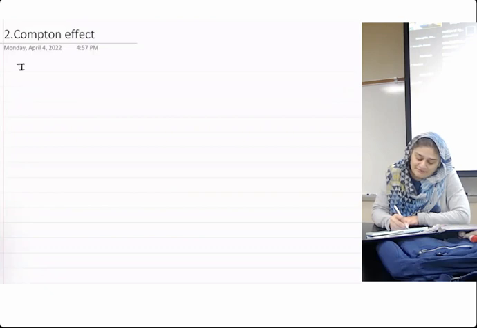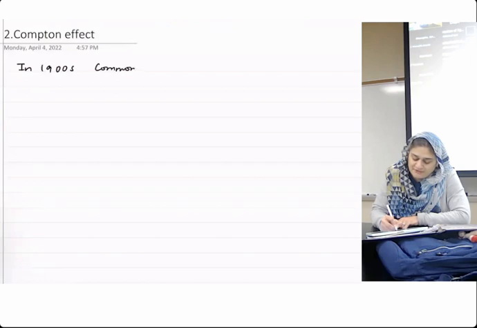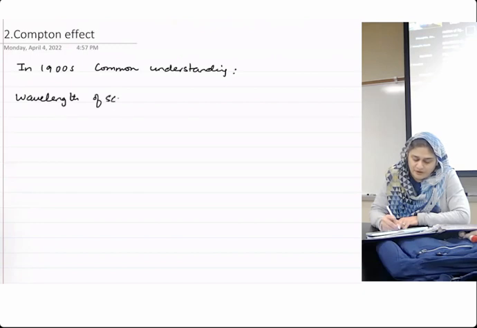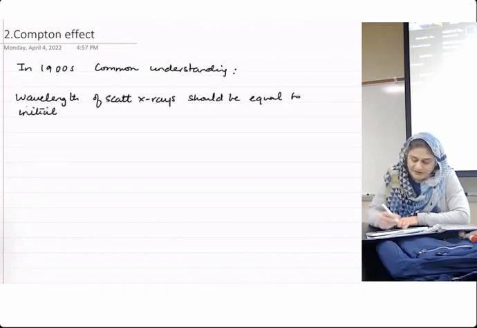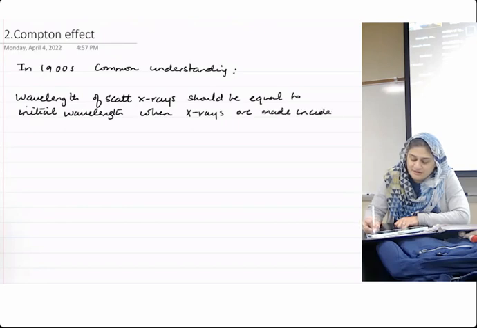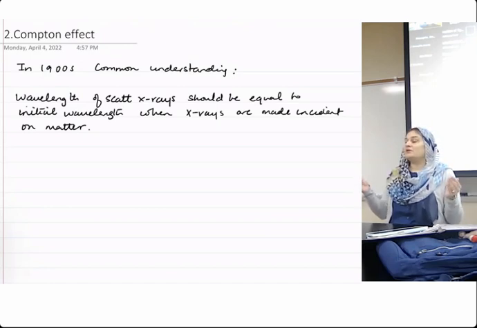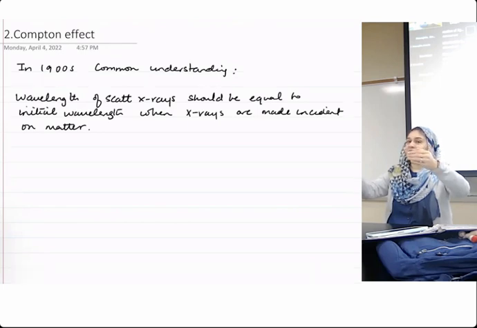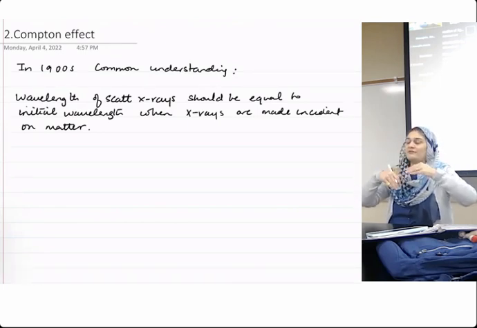In 1900s, common understanding: wavelength of scattered X-rays should be equal to initial wavelength when X-rays are made incident on matter. When you shine a light onto matter, the wavelength coming out of the light should equal the wavelength that was going in.